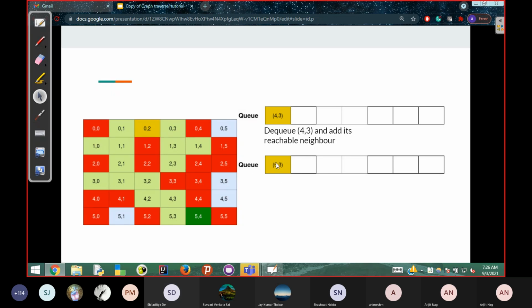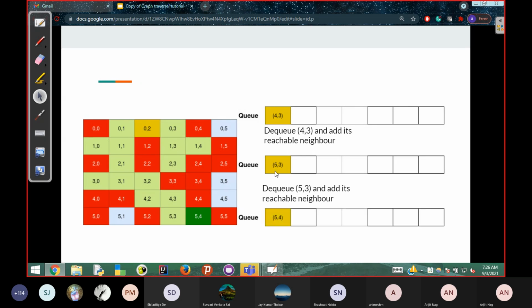So now from 5-3, only one option is left, because 5-2 is unstable, 4-3 is unstable, and 5-4 is the only node you can go to. So you just dequeue 5-3 and add 5-4. Now you have already reached your goal state, so you don't need to do anything. You can just print that the path is present from 0-2 to 5-4. You don't need to print the path. It does not matter in which way you follow and reach 5-4.